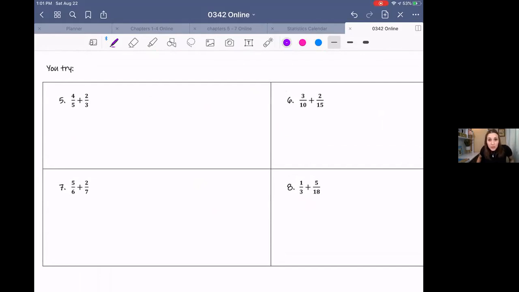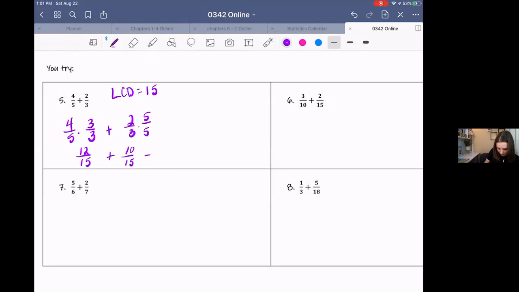All right, so I'm assuming that you worked on these on your own, so now I'm going to work through them with you. These have a common denominator of 15. So this would have to be multiplied by 3. This would have to be multiplied by 5. So that's 12/15 plus 10/15 is 22/15. And then that's improper. So we get 1 7/15.